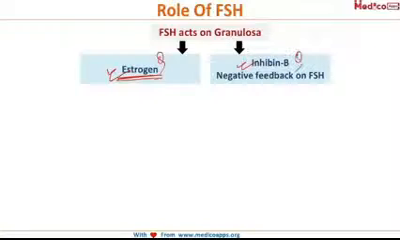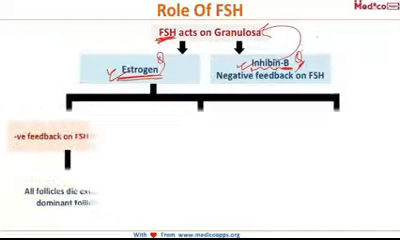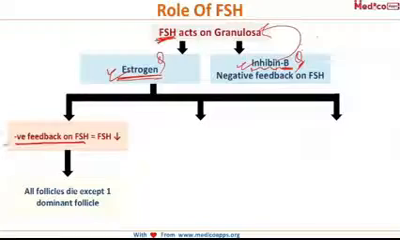This inhibin B has a negative feedback action on FSH. Now this is again an important question. If you are asked what inhibits FSH, in the options you will find inhibin B. Now this estrogen has multiple functions. Let us see the functions of estrogen. It has a negative feedback on FSH, thereby decreasing the FSH levels.